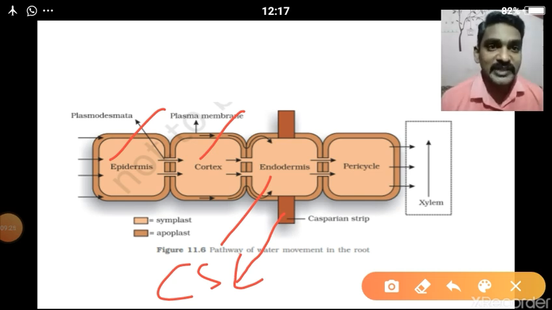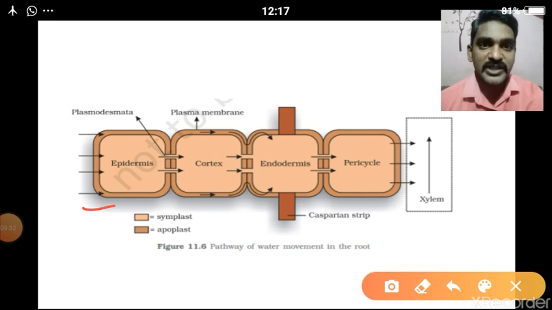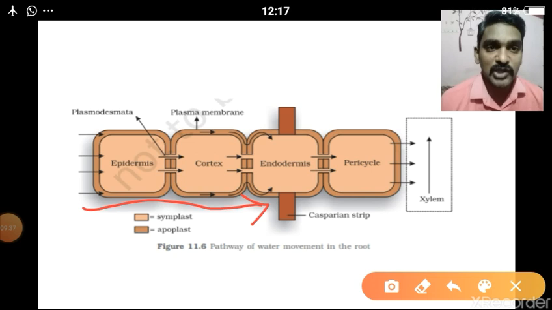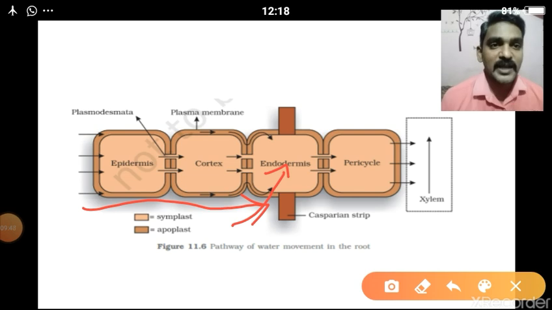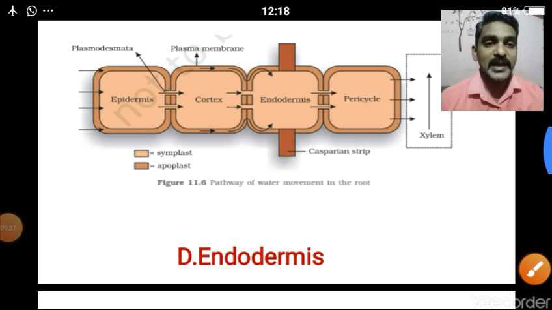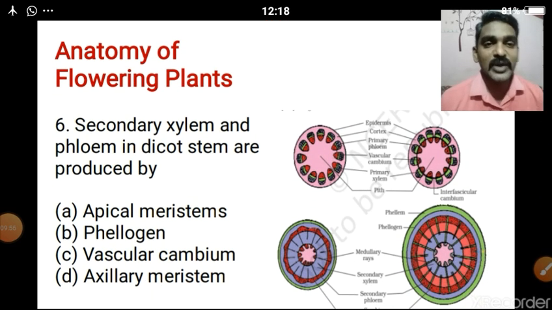That is a very thick nature, and you can see the flow also here. From outside, you can see from here to here the flow is there, right? That is called as what? Apoplast. Whereas at the Casparian strips they cannot move. It is impermeable. So what happens is it enters into the cytoplasm. It cannot flow in the apoplastic pathway. Okay, so the Casparian strip is found in endodermis. So the option will be endodermis. Okay. The next question, anatomy of flowering plants.